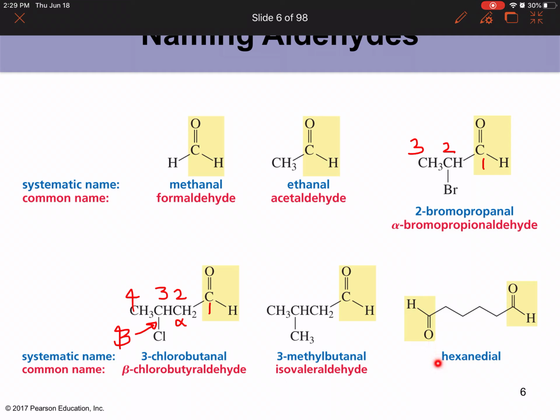So then this one has 2 aldehyde groups. So how long is the carbon chain? 1, 2, 3, 4, 5, 6. So hexanedial. You don't have to specify where the aldehyde groups are because they have to be terminal anyways. So this could be called hexanedial.